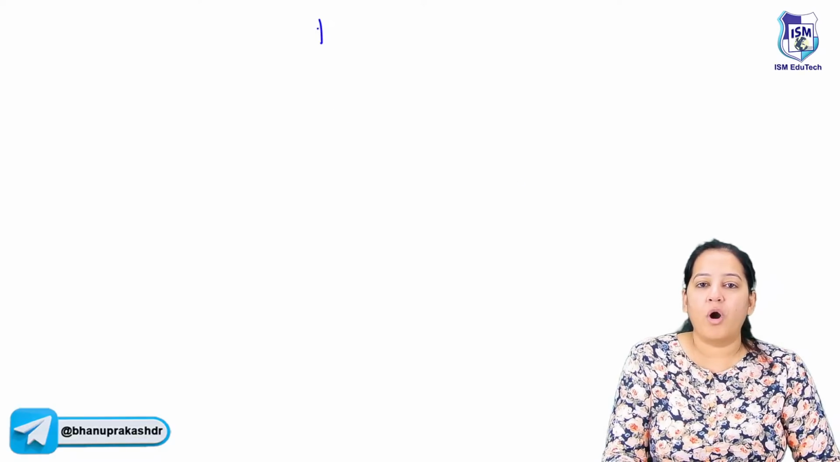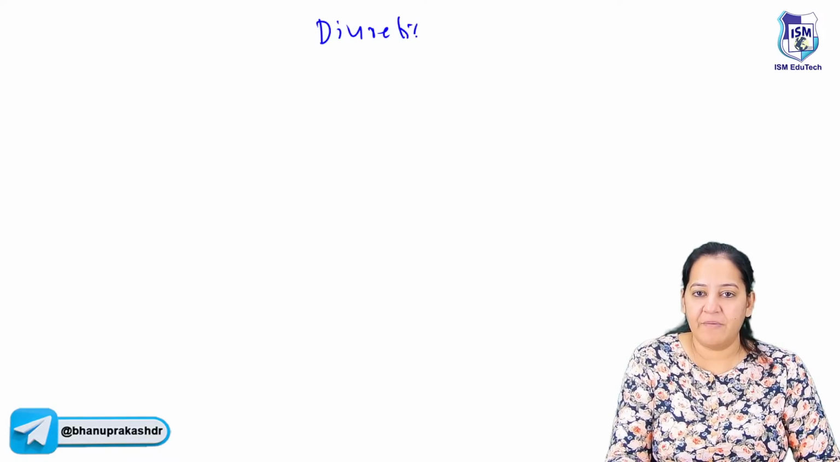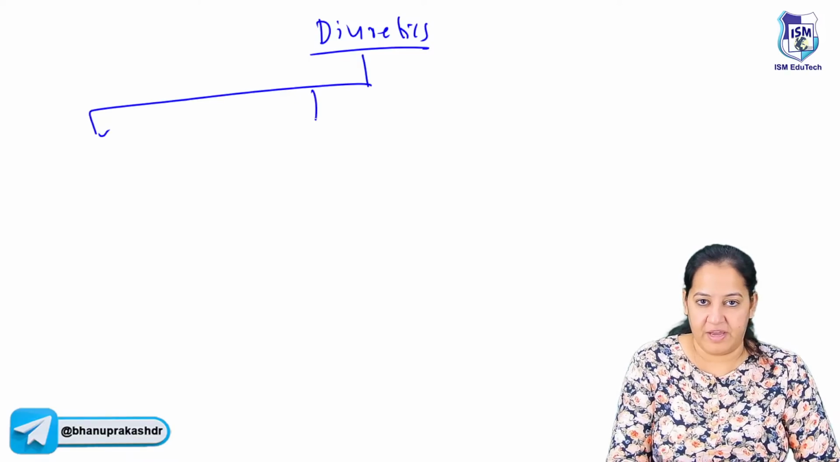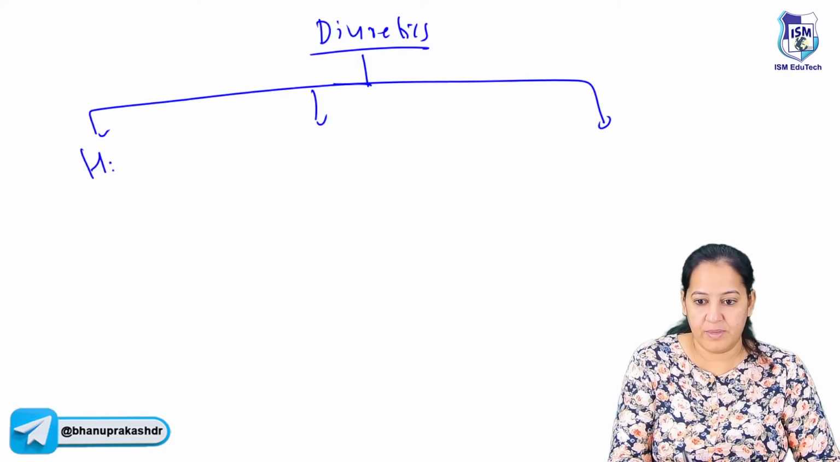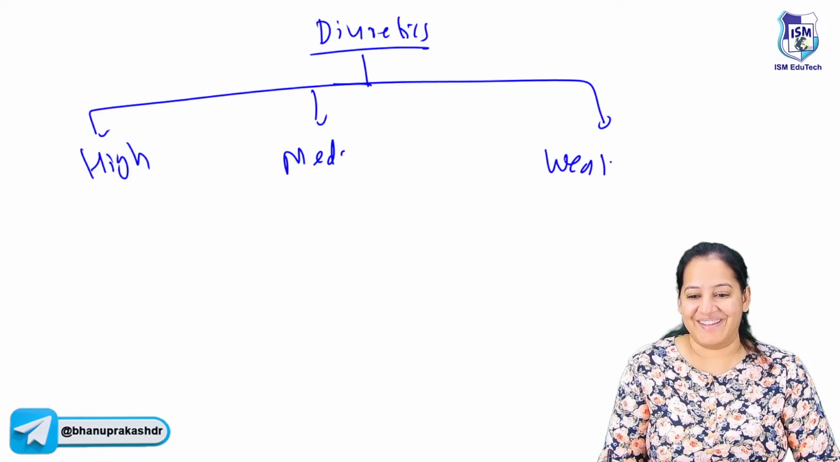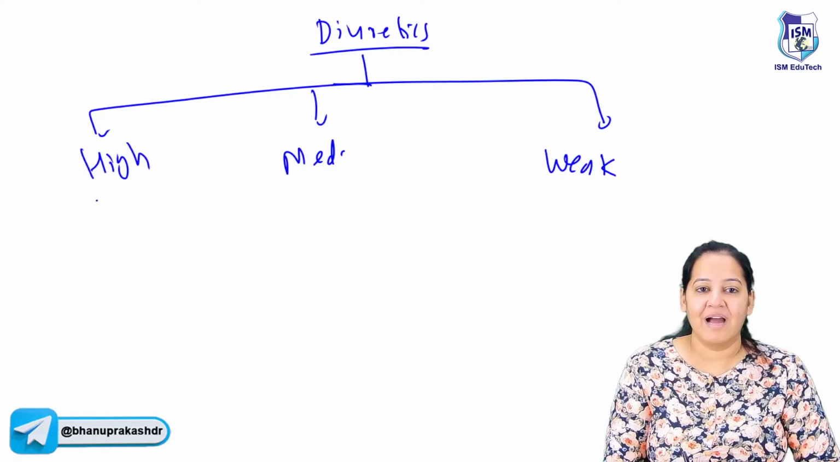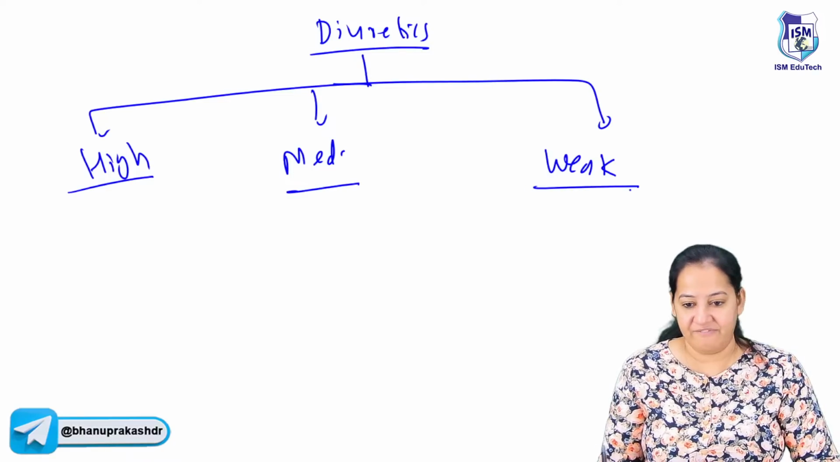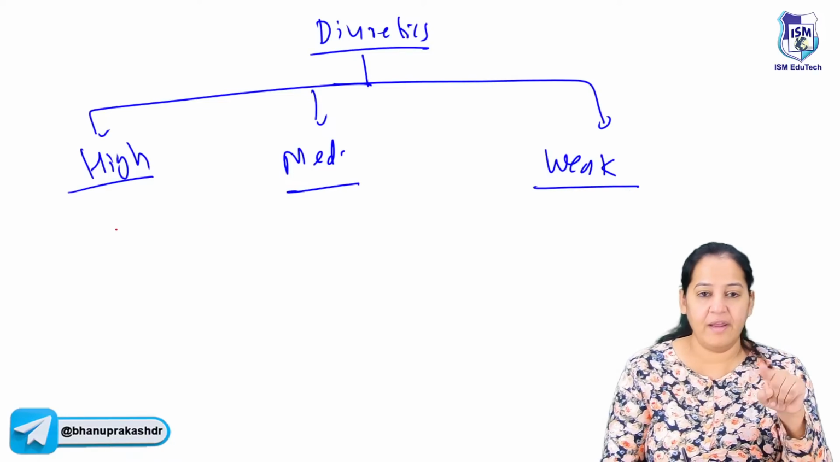So what are diuretics? How many types of diuretics do you know? There are 3 types of diuretics: high efficacy, medium efficacy, and weak diuretics. These are the three types of diuretics.